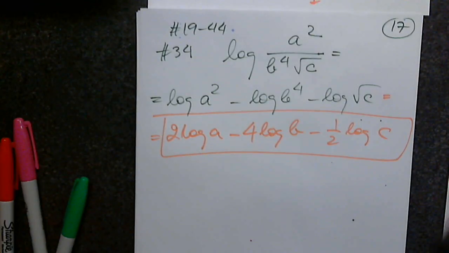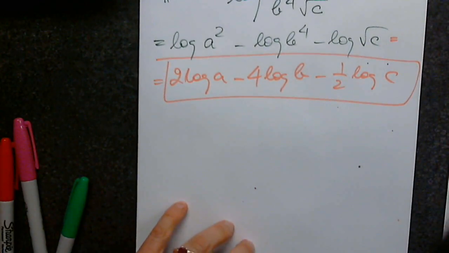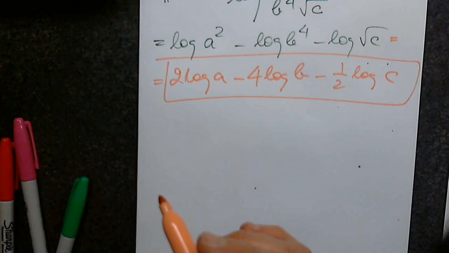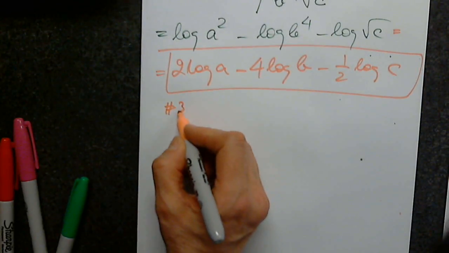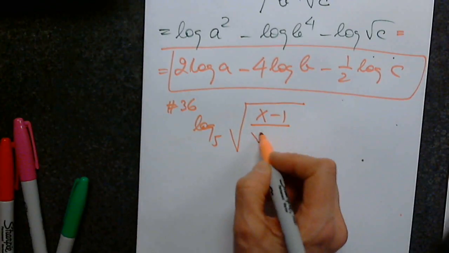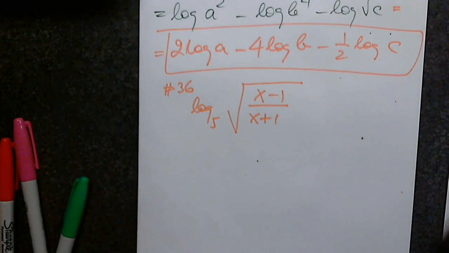Okay, let me choose one for you to work on. So let's say 36. Log base 5 of the square root of x minus 1 over x plus 1. You have to look carefully at this expression. In this particular case, you cannot start with the quotient rule. Right. Which power? Power rule. Which property will you start with? Power rule. Power rule.